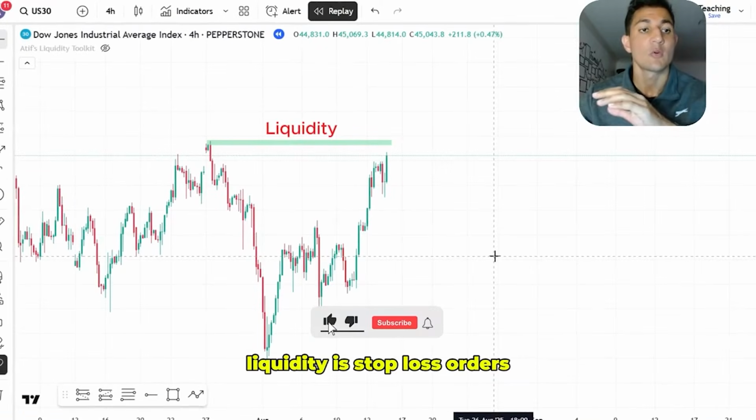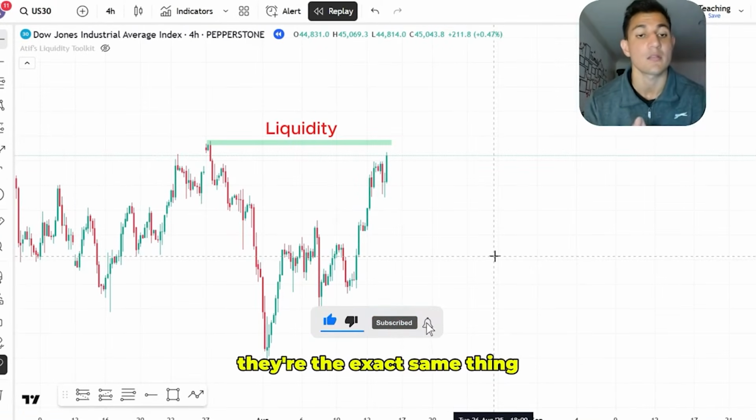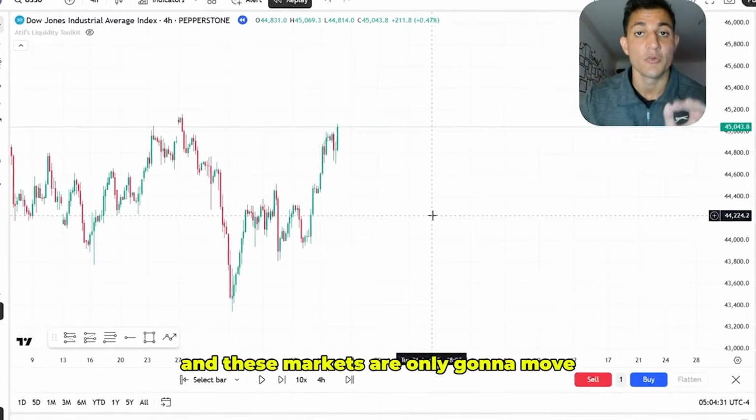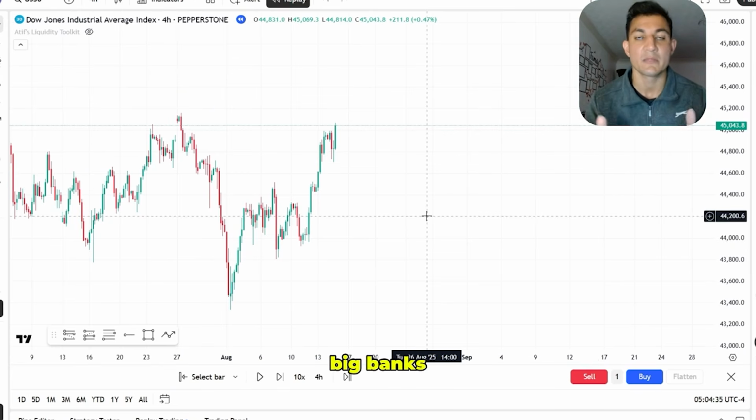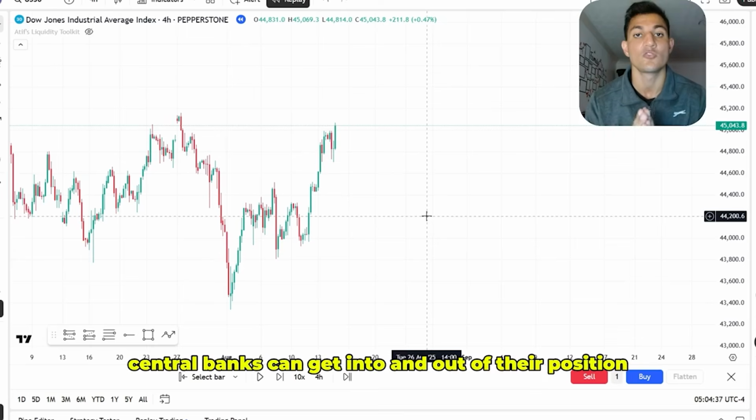Now, for those who don't know, liquidity is stop loss orders. They're the exact same thing. And these markets are only going to move for where the money's at, right? It's only going to move for where smart money, Goldman Sachs, big banks, hedge funds, central banks can get into and out of their position.